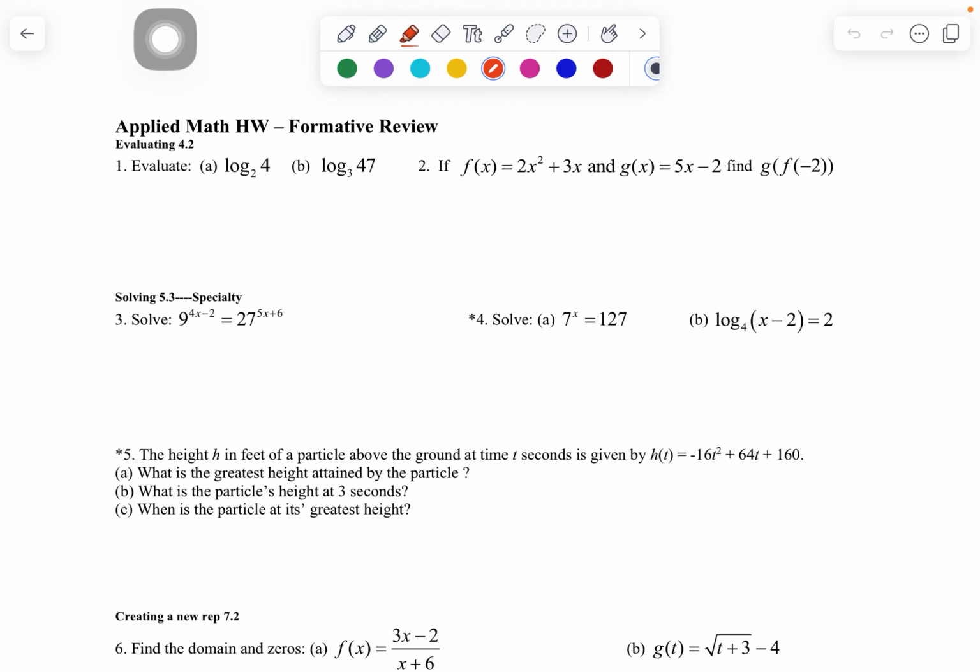All right, this is going to be the first video for the formative review. For the most part, I'm going to break this up by the individual indicators that you guys have. So the first indicator here is going to be indicator 4.2, which is evaluating. So that's question 1 and question 2. None of these are marked with an asterisk. So if this is broken up into calculator versus non-calculator, all of this would be on a non-calculator part.